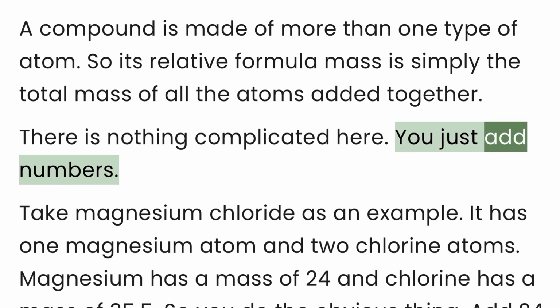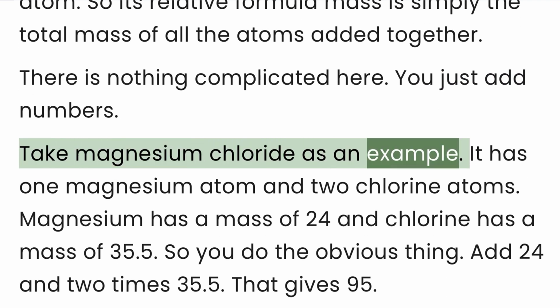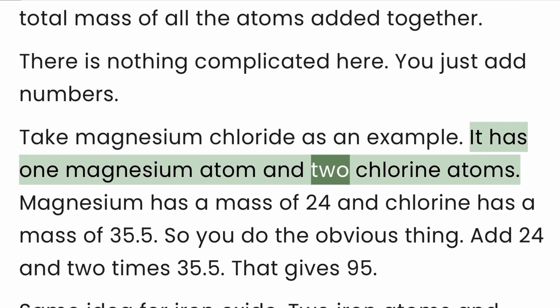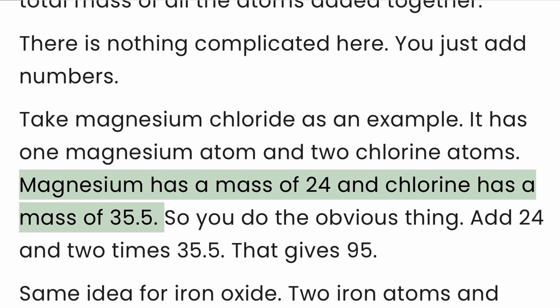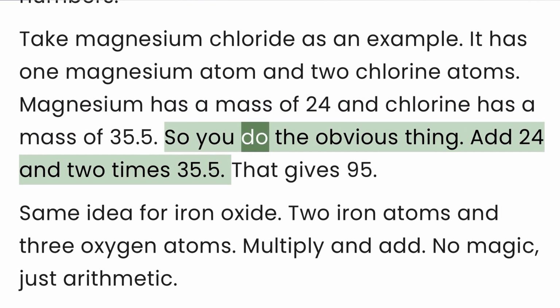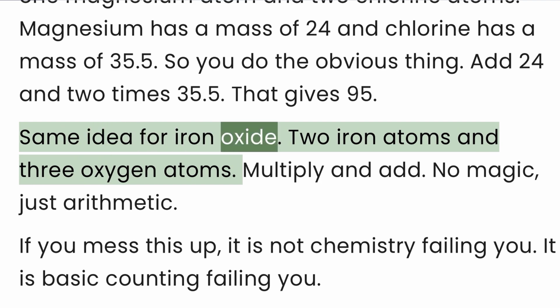You just add numbers. Take magnesium chloride as an example. It has one magnesium atom and two chlorine atoms. Magnesium has a mass of 24 and chlorine has a mass of 35.5. So you do the obvious thing. Add 24 and 2 times 35.5. That gives 95.